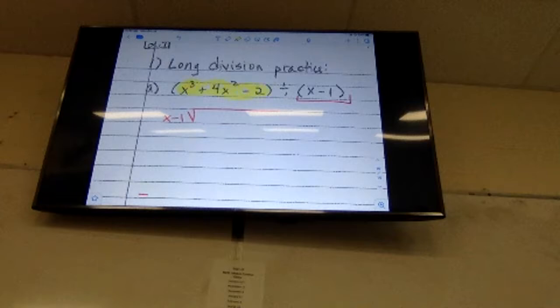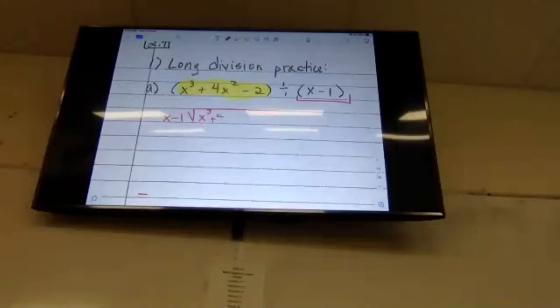Now, I need to make sure I've got all the pieces. So I have an x to the third. I have an x squared. I don't have an x, so we need to fill in that space with a 0x, and then I have my constant. So if you're ever missing any of the little pieces, I need to make sure I have an x to the third, an x squared, an x, and a constant.